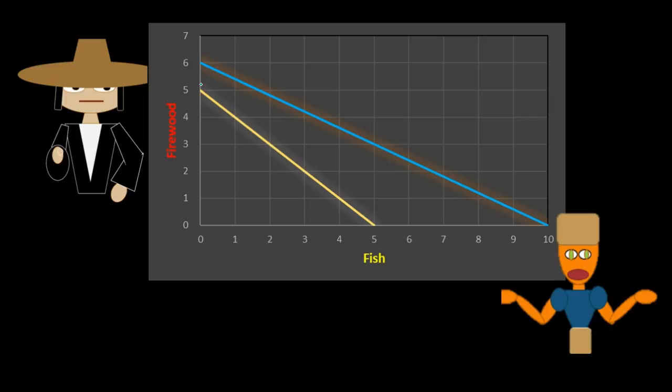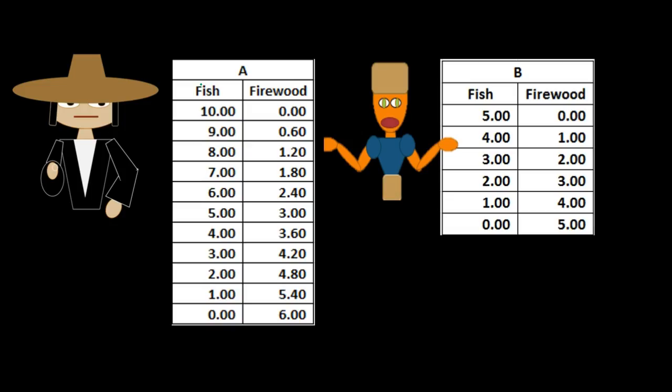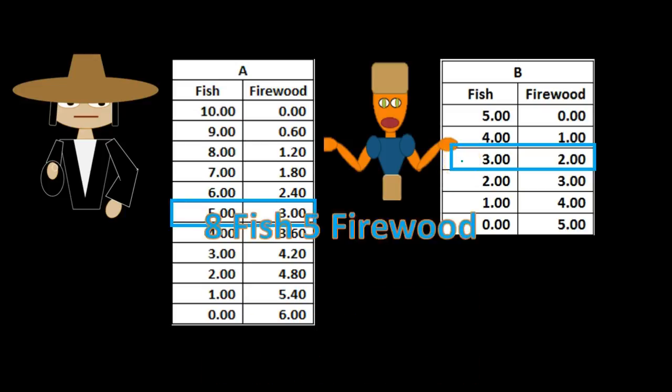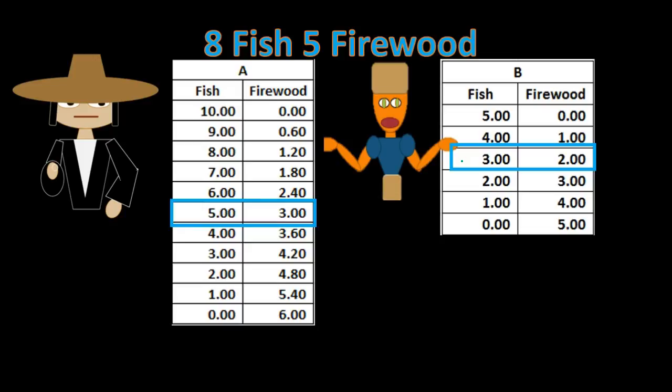But the idea of the production possibility frontier, the idea of trade and specialization, would say that that may not be the case. For example, if A just picked the amount in the middle, on his own, doing his own thing, we could have 5 fish and 3 firewood. B, if we just picked the middle number, has 3 fish and 2 firewood, for a total of 8 fish and 5 firewood.